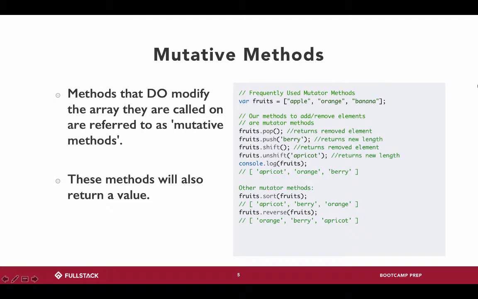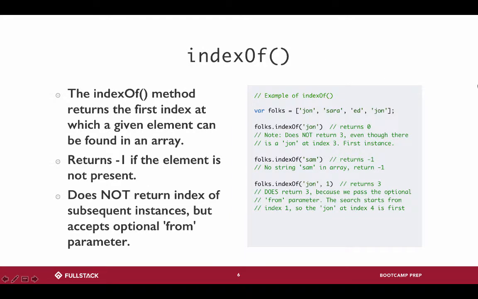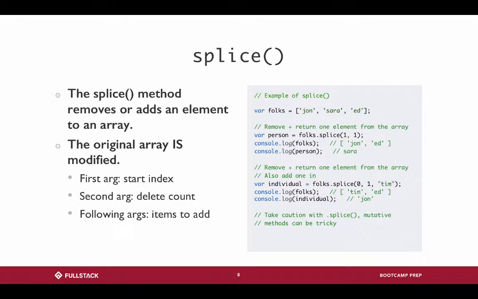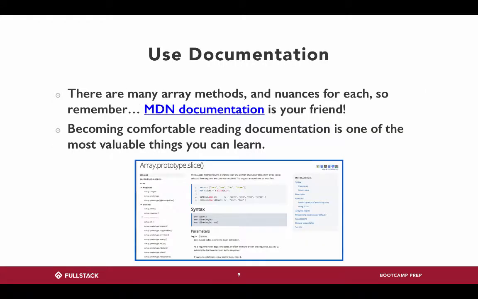Cool. So we went over indexOf. Again, it returns a -1 if it's not present. The from parameter is useful if you want to find all the things. Slice returns a portion of the array and it doesn't mutate. Splice does mutate and it returns what was removed from the array.